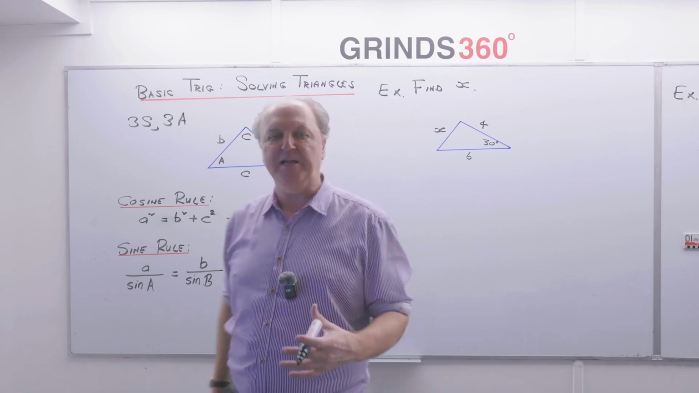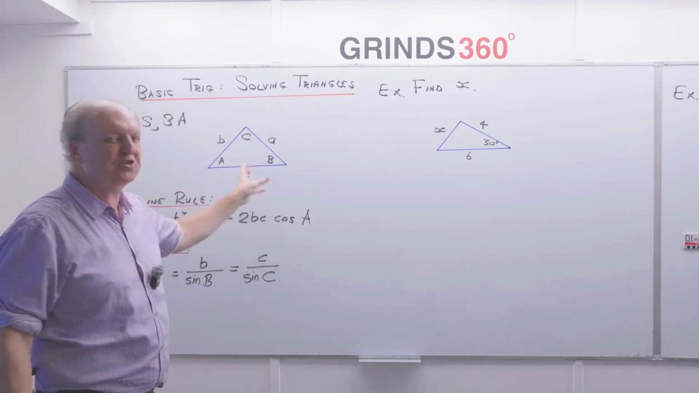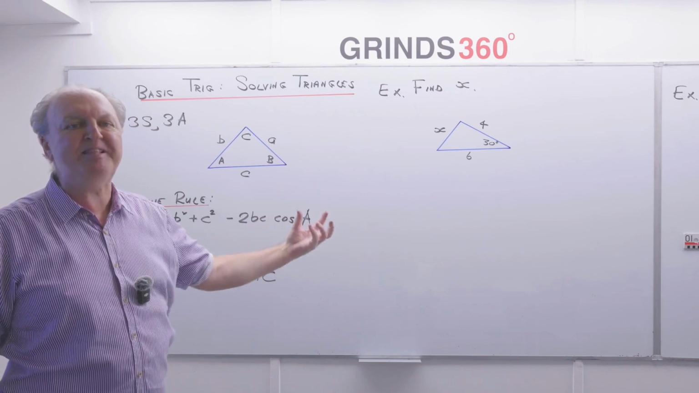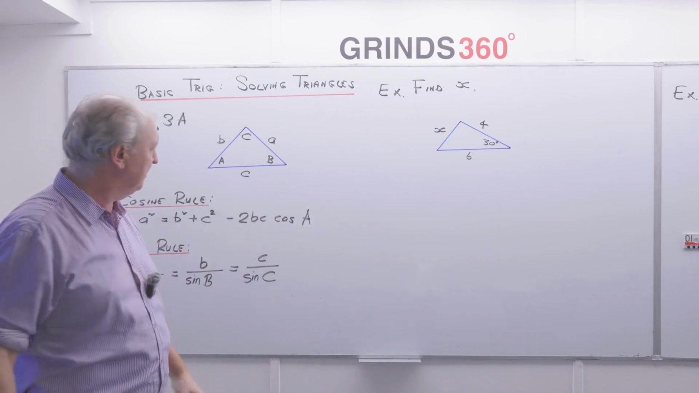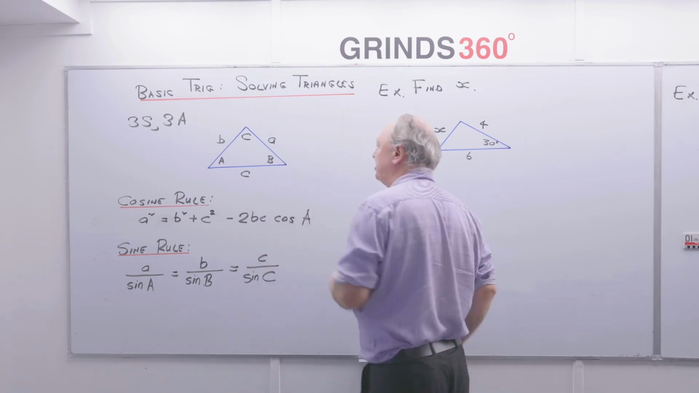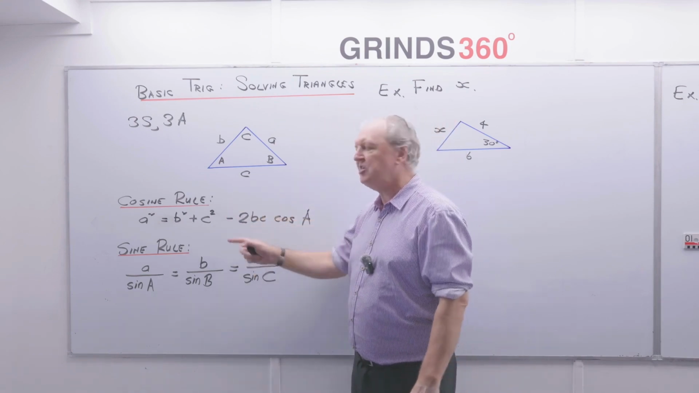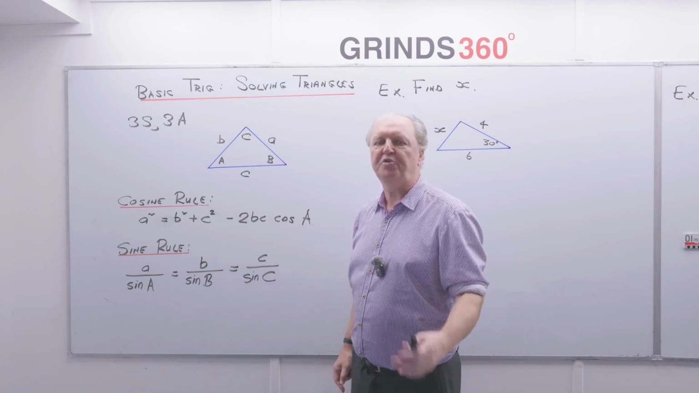Now, to solve triangles means they'll give you some information. They might give you some sides or some angles, and you have to find missing sides and missing angles. There's two rules we're going to use for these non-right angle triangles. We're going to use the cosine rule, and we're going to use the sine rule. Now, how do I know which one to use?